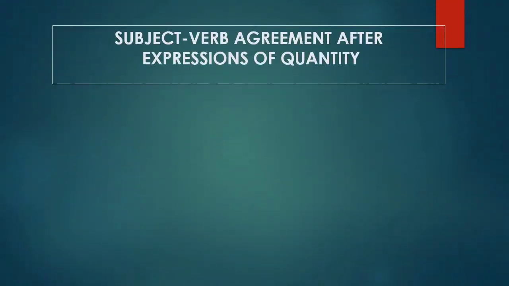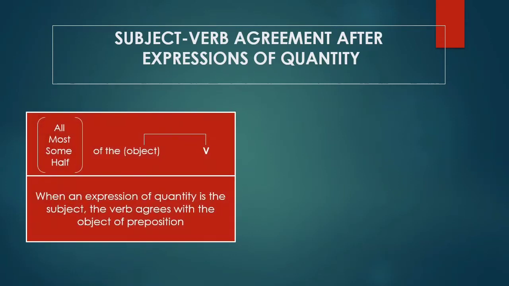Yang kedua dari subject-verb agreement adalah subject-verb agreement after expressions of quantity. When an expression of quantity is the subject, the verb agrees with the object of preposition. Ketika ada expression of quantity seperti all, most, some, half yang diikuti oleh prepositional phrase, maka verbnya harus sesuai dengan object of preposition. For example, all of the book was interesting.